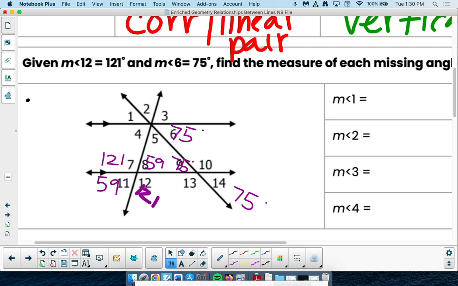What would 10 be? 105. See, that's not so bad. And then another 105. 13.